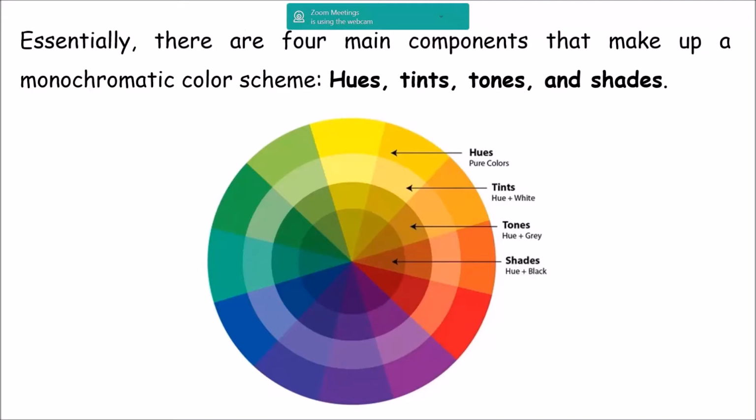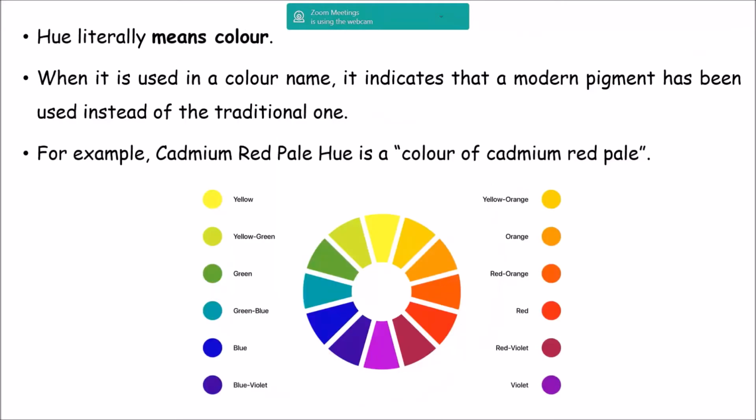Now when I add white to that hue, I will call it a tint. When I add gray to that color, I will call it a tone. And when I add black to the same color, I will call it a shade. Okay? So you should remember these terms, right? Now hue means any color.